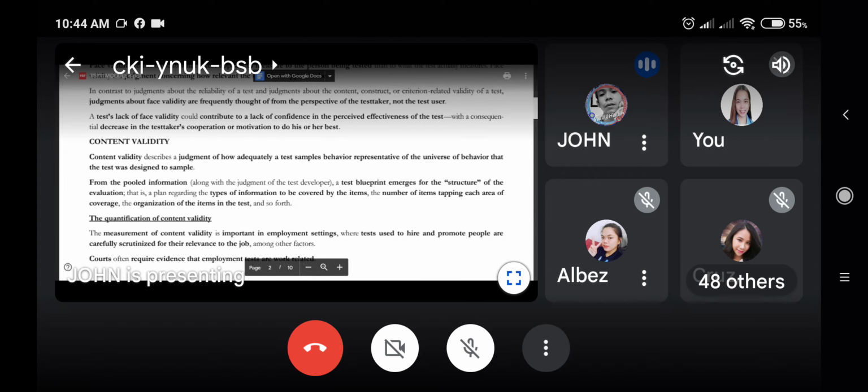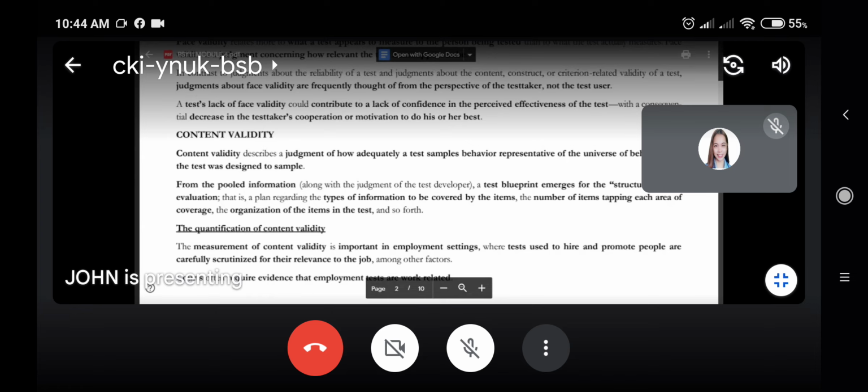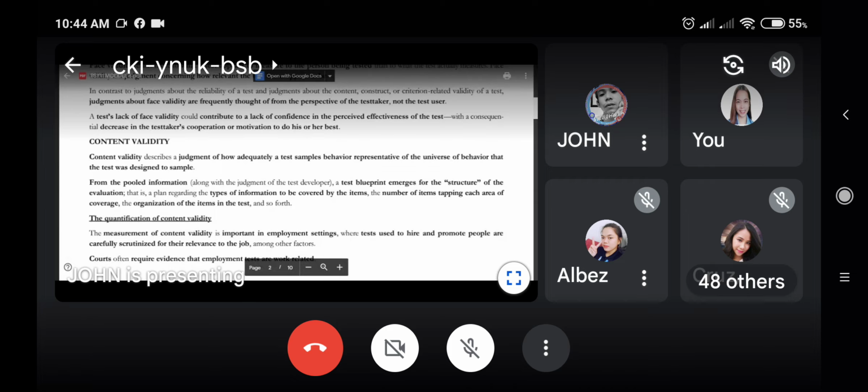Hindi tayo pwedeng mag-rely lang sa kung ano yung alam natin at kung ano lang yung natutunan natin. Specifically, when you are into psych assessment, it's very important that you are updating yourselves from time to time about the trends and issues. Di ba? So, ganun po, baka akala natin healthy behavior pa siya, hindi na pala.